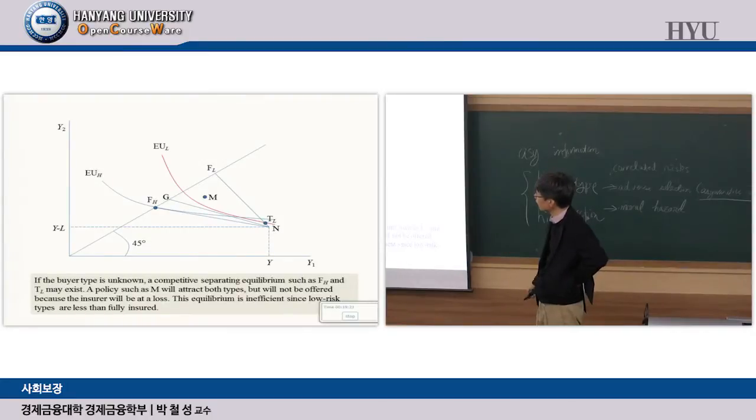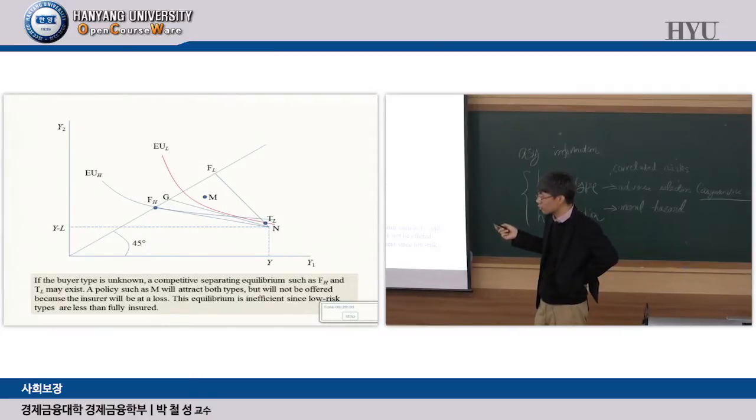How is it possible? Think of TL and FH. Then there is, let's say, a company that tries to sell a policy M. Now, when you look at policy M, the high risk type likes M compared to FH, and the low risk type also likes M compared to TL. So everyone wants M. So M has the potential to pull everyone into this policy.